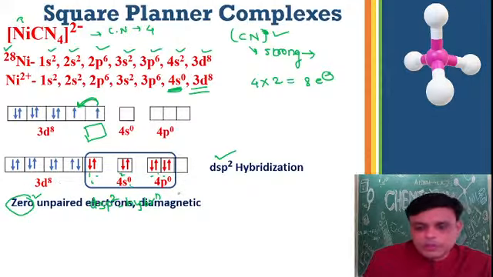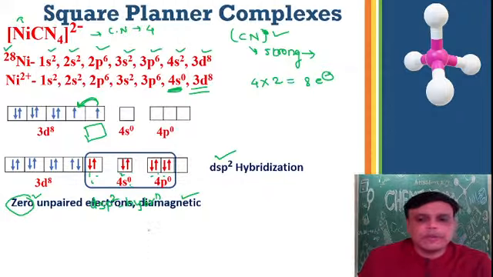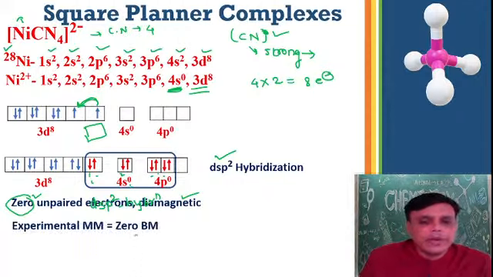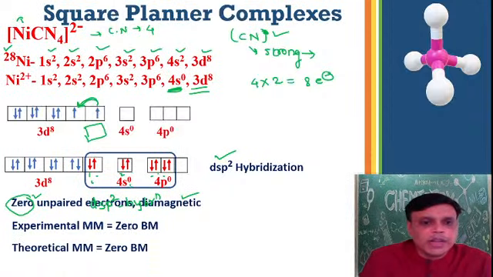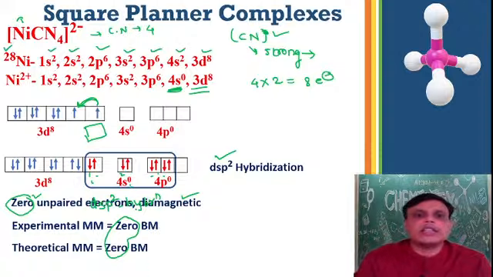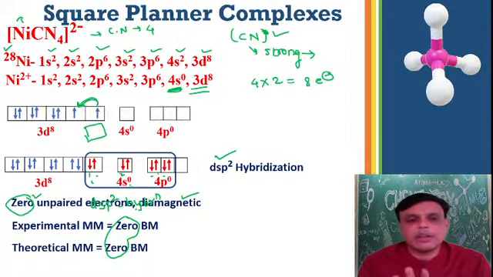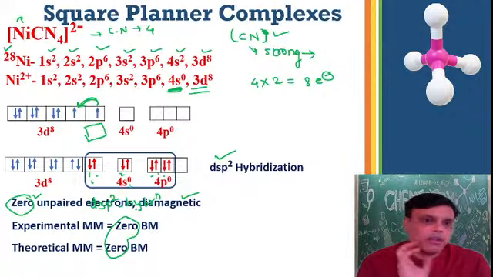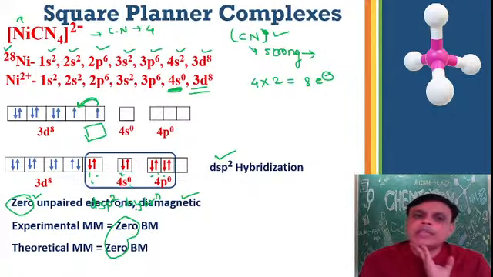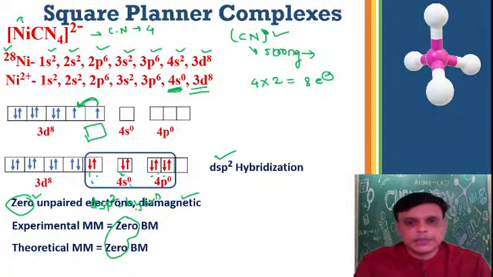0 unpaired electrons means the complex is diamagnetic. Correct, 0 unpaired electrons means the complex is diamagnetic, and the experimental and calculated magnetic moment of this complex will be 0. If the complex is diamagnetic, then the experimental and theoretical magnetic moment of that particular metal is 0. So here no unpaired electrons, diamagnetic complex, experimental and theoretical magnetic moment is also 0.